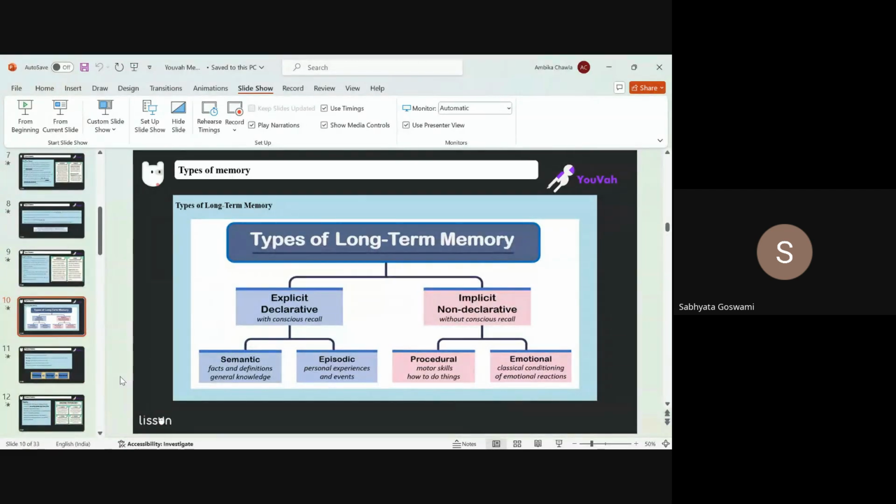Yeah. So just like we were talking about explicit and implicit memory, उनके सब टाइप्स पे आते हैं एक बारी के लिए. So explicit के सब टाइप्स होते हैं semantic and episodic. Semantic is facts and definitions, and episodic is our personal experiences and events. Can somebody give me an example of semantic and episodic memory?